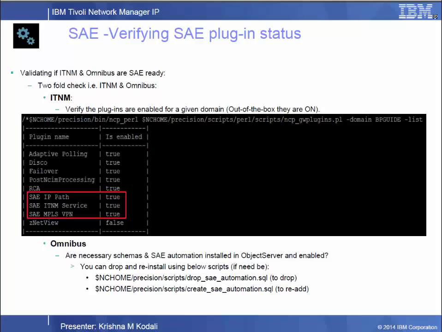Okay, so the next step is making sure ITNM and Omnibus are SAE ready. This is a twofold check. On the ITNM end, there are many scripts out of the box, and the script we are interested in is ncp_gateway_plugin.pl.